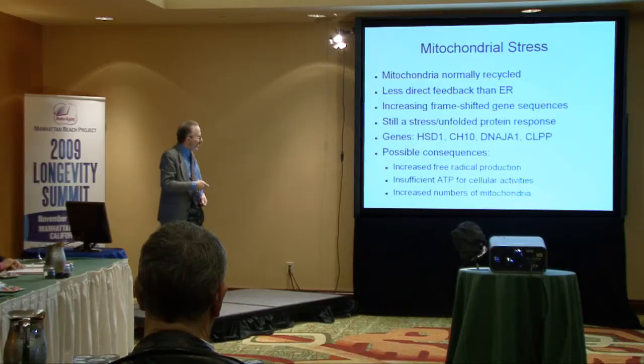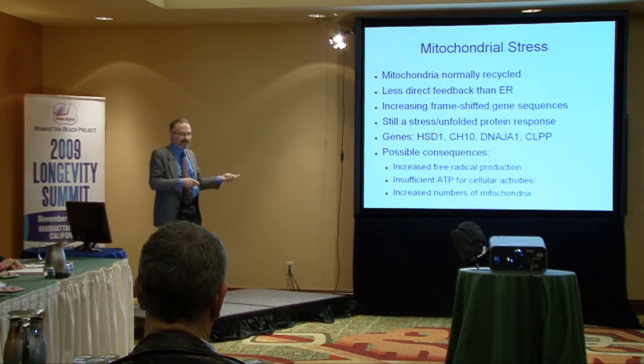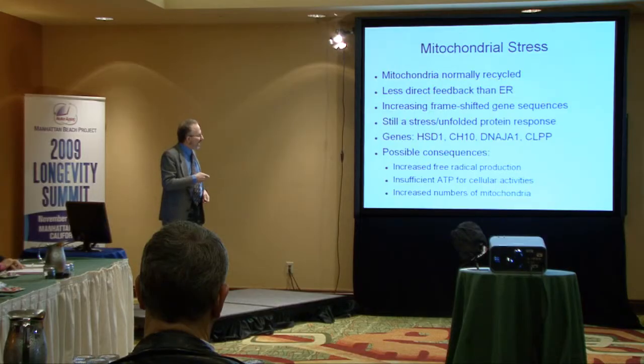Now, the consequences are that if the mitochondria are only just kind of screwed up, you'll get increased free radical production. You may have insufficient ATP for cellular activities. You may have to increase the number of mitochondria. But if you can see what's going on here, first you have to synthesize the proteins, then you have to put them where they're going, then you have to take them back out and recycle them, which is what the proteasome is for. Well, that ends up increasing the requirements of the cell for ATP, which is going to feed back and cause the mitochondria to produce even more free radicals.